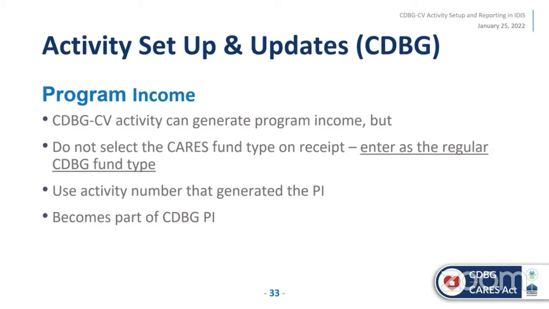So make sure that if any CV funded activities generate program income, you enter that into IDIS on your receipt with your non-CV fund type. In other words, your MC or UC, not the MW, UW, that kind of thing. You can use the activity number on the receipt that generated the program income, even though it's a CV activity. But you just want to make sure that it's receipted as regular CDBG funds. And that does become part of your CDBG program income.